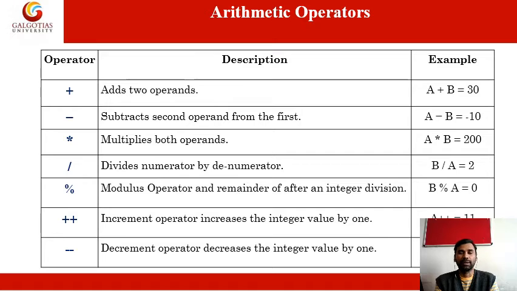Okay, simple. This a minus minus means what? A equal to a minus 1. This is the equivalent form of minus minus. Suppose plus plus means a plus plus, what is the equivalent? A equal to a plus 1. Suppose a minus minus, it is a equal to a minus 1. Now you can understand the arithmetic operations: addition, subtraction, multiplication, division, modulus, increment, and decrement.